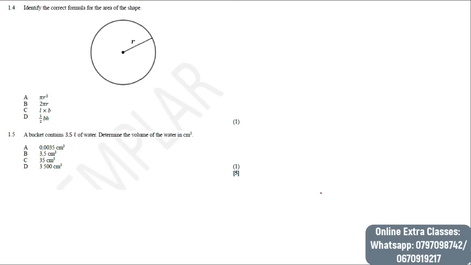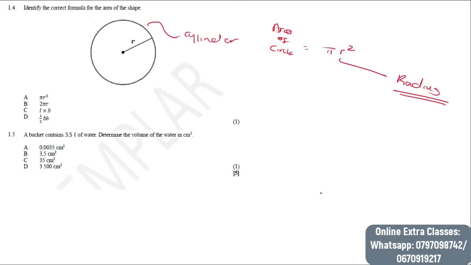So question 1.4 says identify the correct formula for the area of the shape. So we can see that here we are given a cylinder. And you know that area of a circle is equal to pi r squared, and our r is our radius. So the radius is the distance from the center of the circle to the edge. So this is called our radius. Okay, and then next we will move to our next question, which is question 1.5.